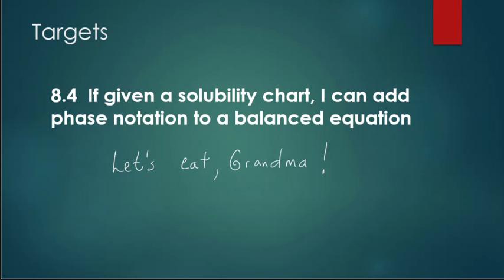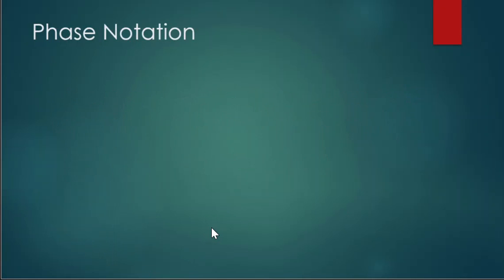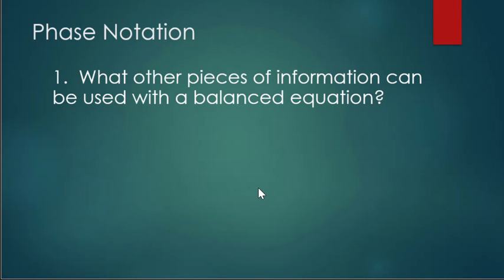In the same way, if we consider a balanced equation to be a statement, a story, teeny tiny little marks. In our case, they're not going to be marks, they're going to be letters. Little bits of information can also give us critical knowledge that we need to understand what's going on. All right? Well, here we go. Number one. What other pieces of information can be used with a balanced equation?